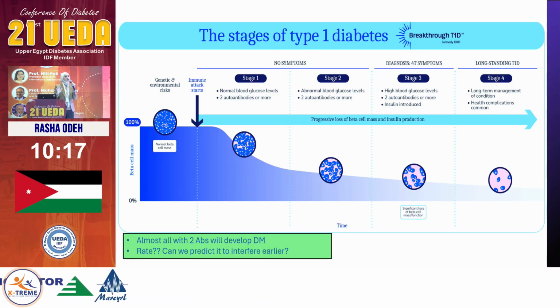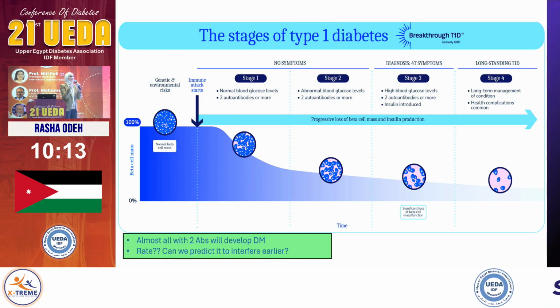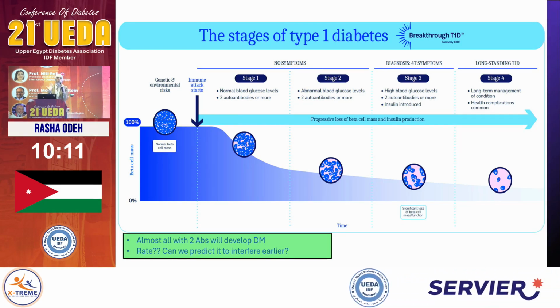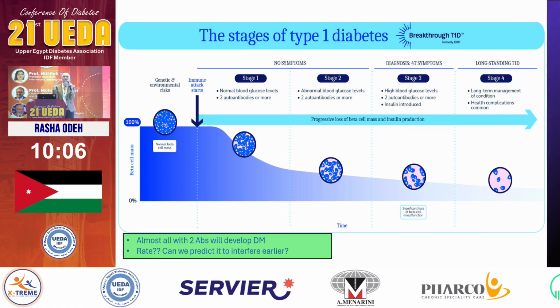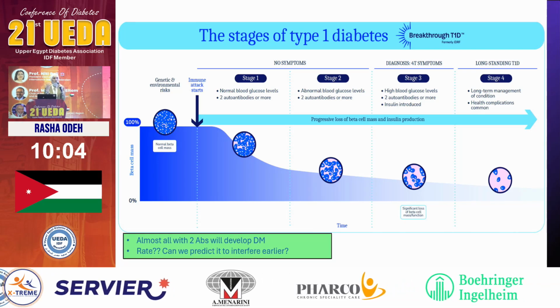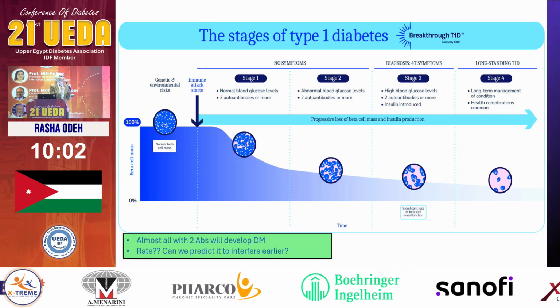Now, there is this model of the stages of type 1 diabetes. It starts with a normal beta cell mass. You have a genetic predisposition with environmental factors. Then you have an autoimmune process starting. You develop autoantibodies.